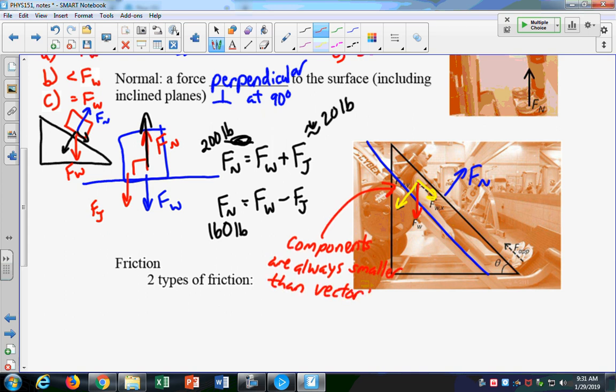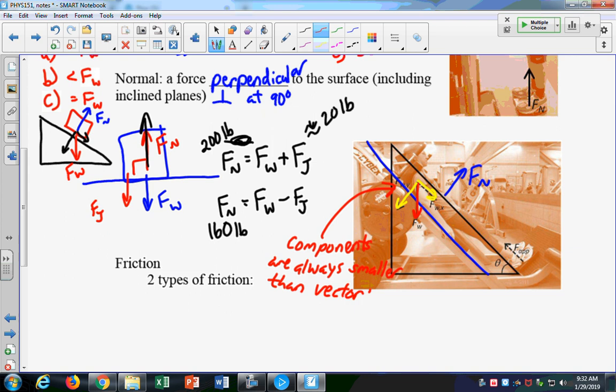The components of the vector are always smaller. What is the third law? We have the law of inertia, that's number 1. Law of acceleration, that's number 2. What was number 3? Right, law of reaction. Sometimes we call that action-reaction, where if I have one force, I have an equal and opposite force.